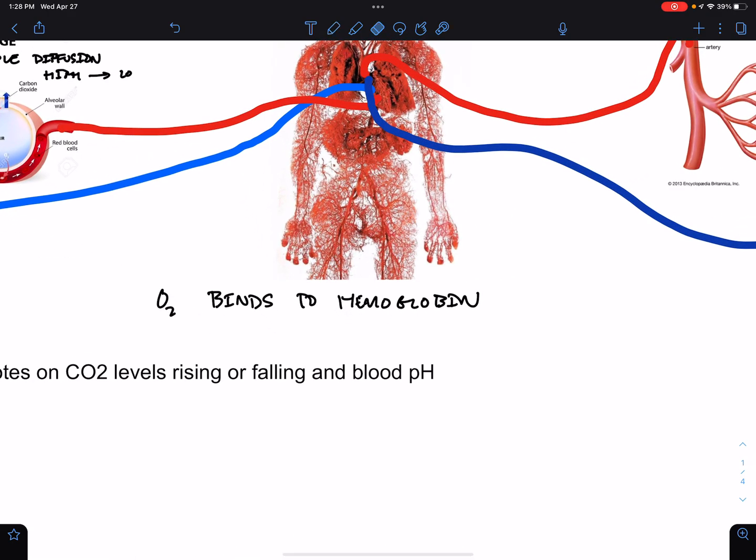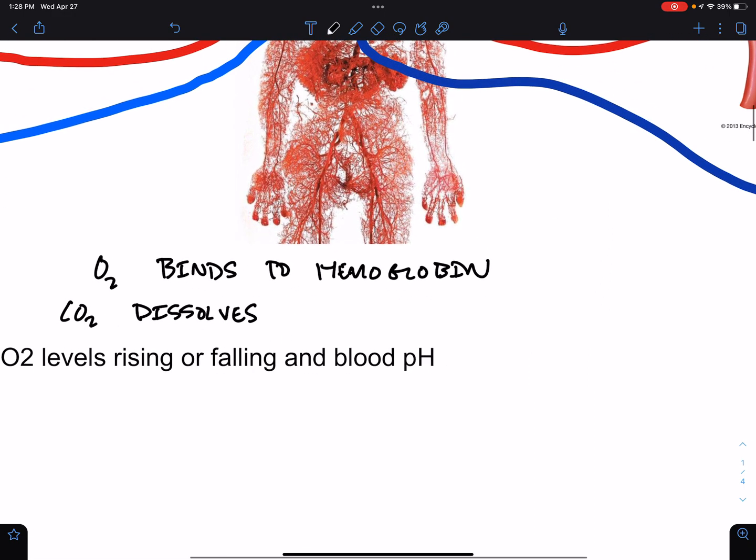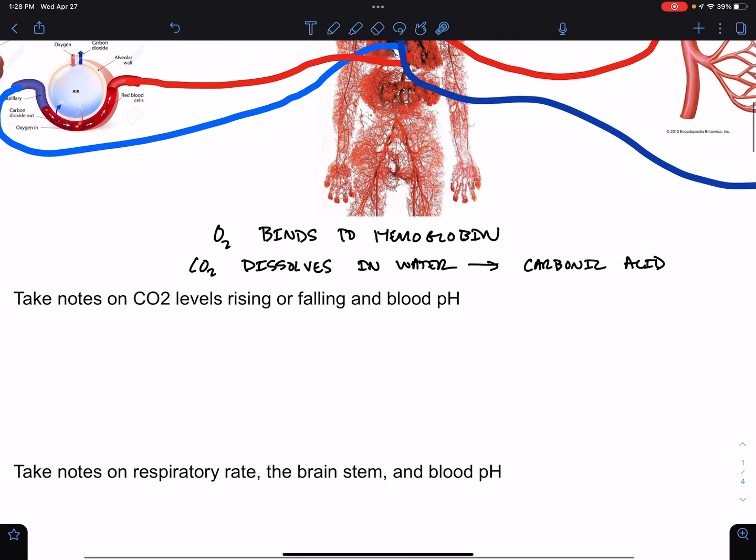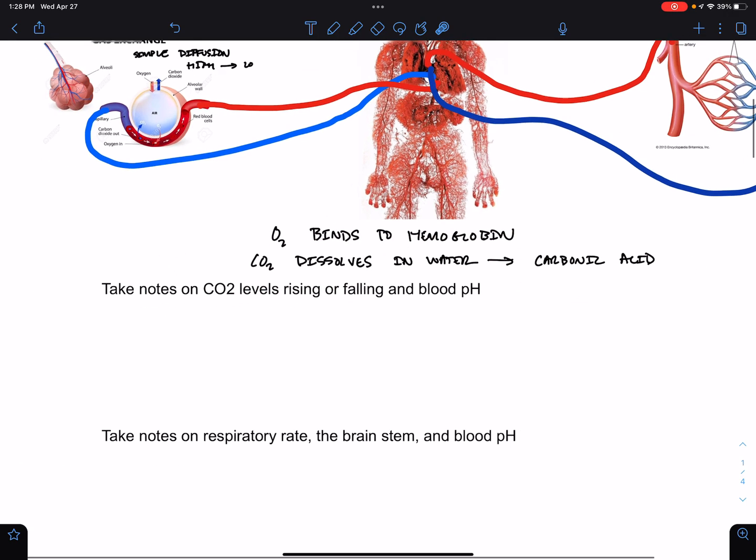CO2 dissolves in the aqueous solution of your blood, so the watery solution. And when it dissolves in your blood, it becomes carbonic acid. Oxygen is bound to hemoglobin, and CO2 is mostly dissolved in your blood, and when it's dissolved, it forms carbonic acid.